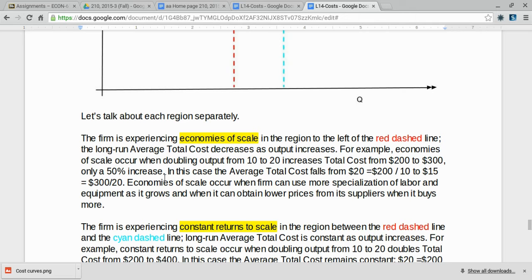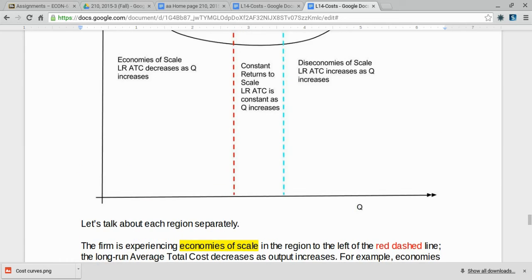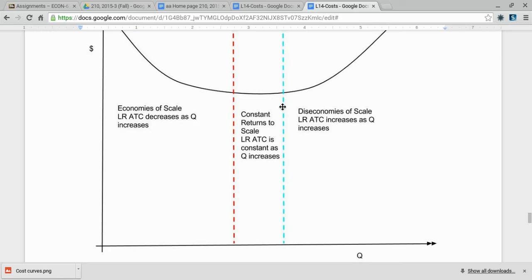Economies of scale occur when the firm can use more specialization of labor and equipment as it grows, and when it can obtain lower prices from its suppliers when it buys more. The region between the red dotted line and the cayenne dotted line is an area where the firm is experiencing constant returns to scale. Constant returns to scale means that the long-run average total cost remains constant as output rises. It means that the long-run average total cost curve is flat.